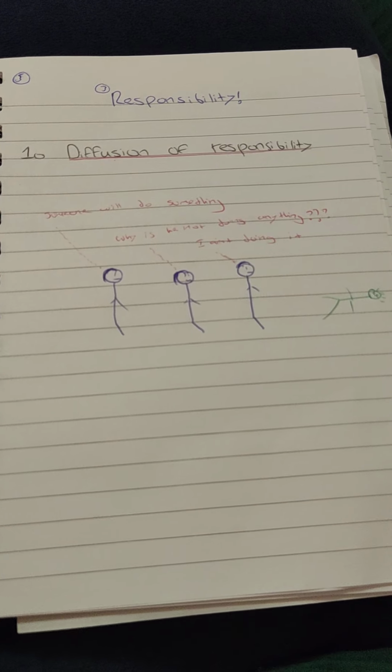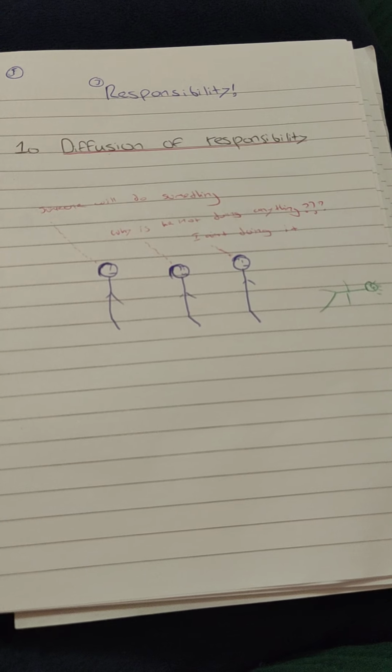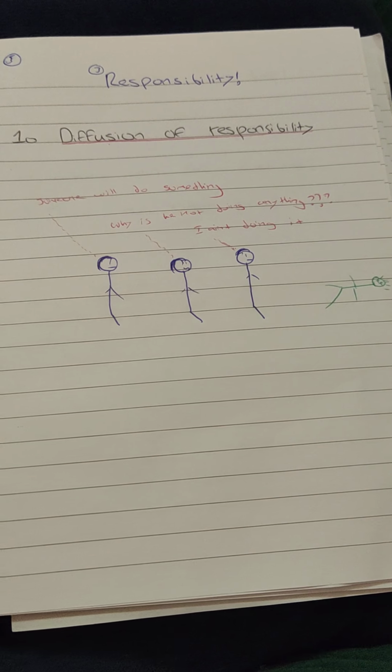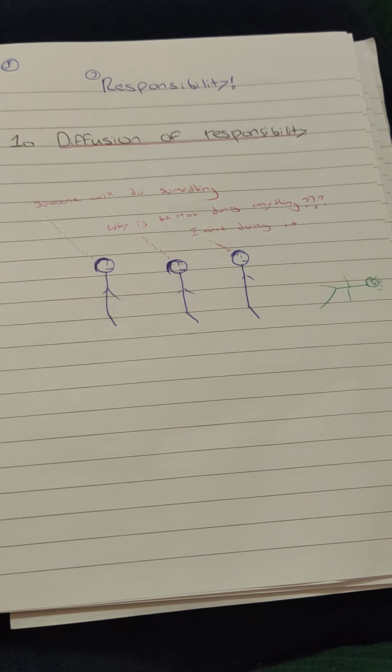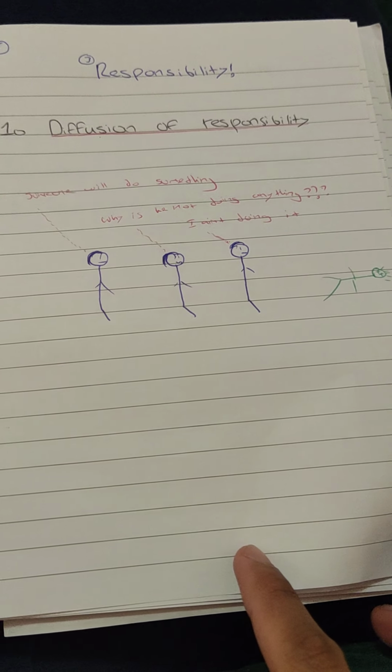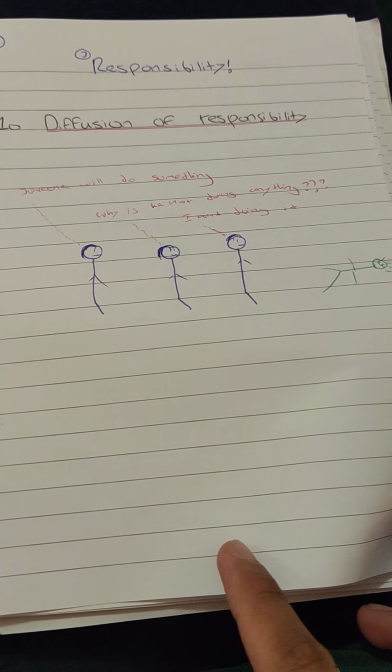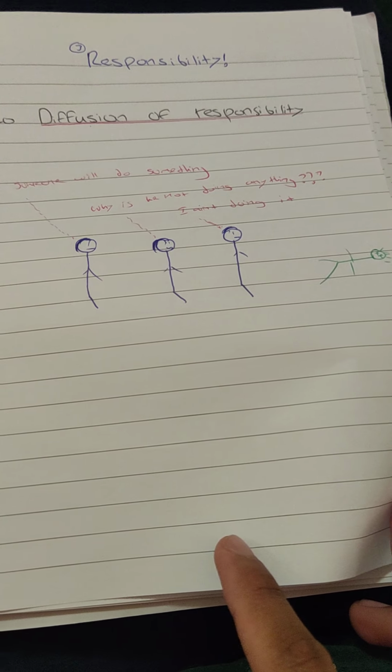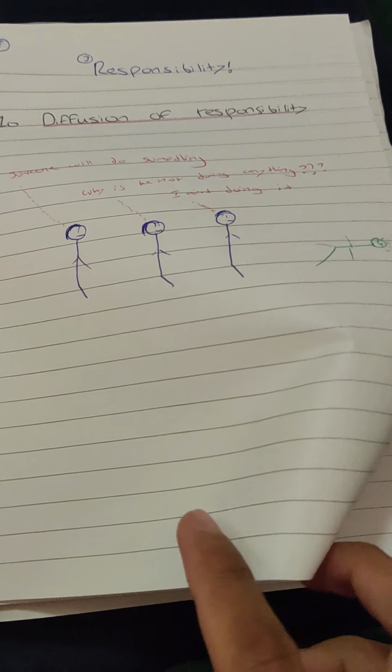Third step is responsibility. Here, diffusion of responsibility can happen, where everybody thinks somebody else should do it. Just in the pictures: someone will do something, why is he not doing anything, and I ain't doing it.